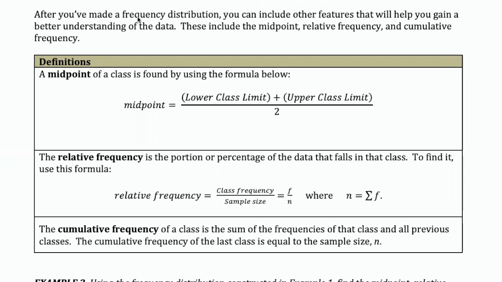A midpoint of a class is found by using the formula below. You take the lower class limit and the upper class limit of one class and divide it by 2. In other words, you're finding the average of those numbers.